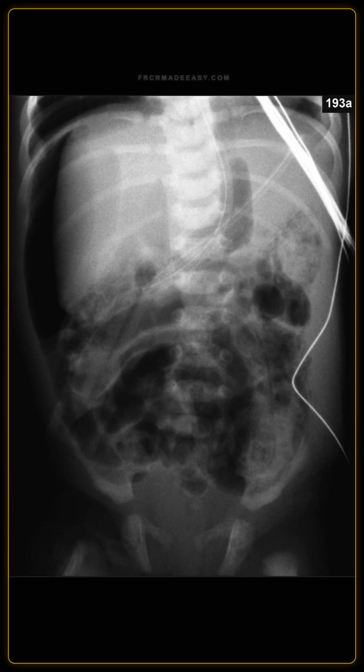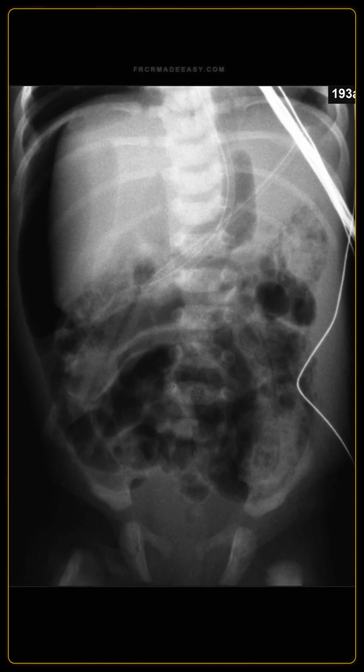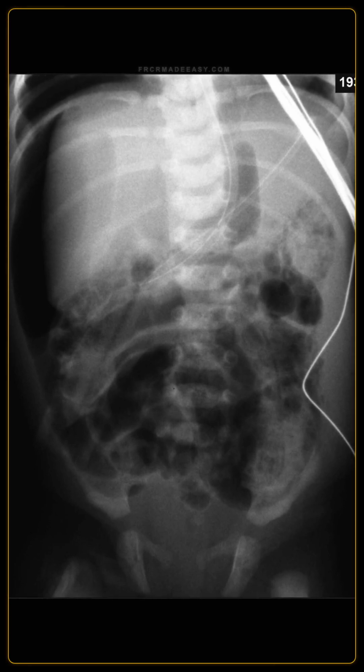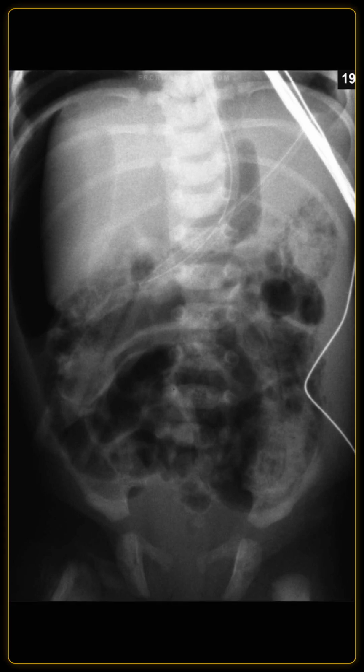A premature neonate presents with abdominal distension, feeding intolerance, and septic shock on day 10 of life. I am showing you an initial abdominal radiograph.